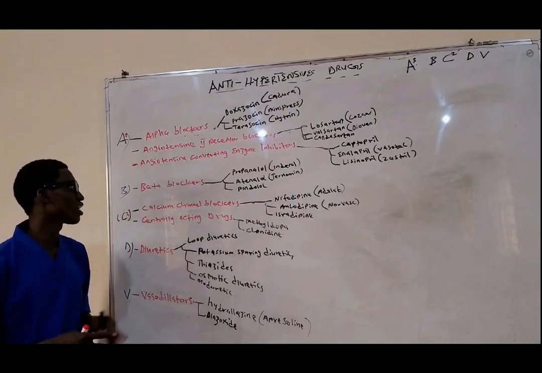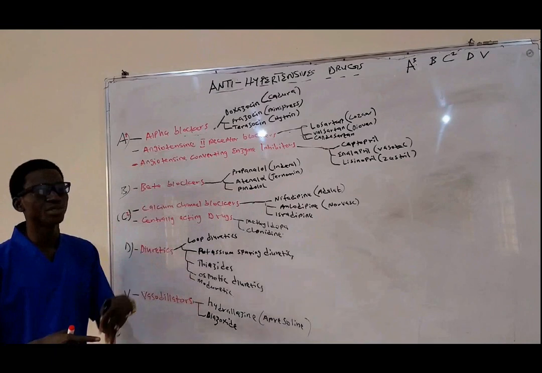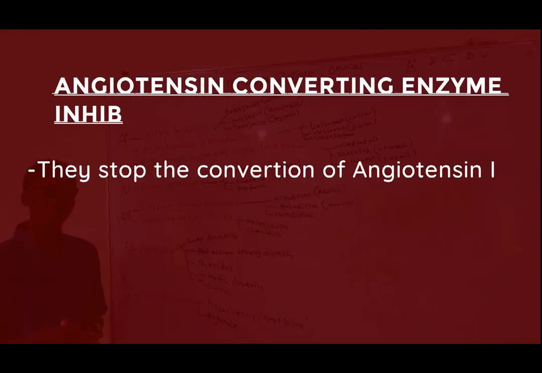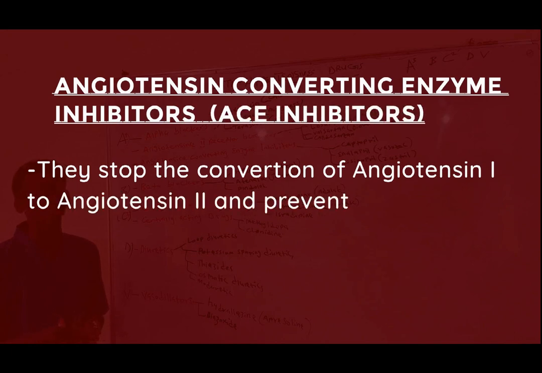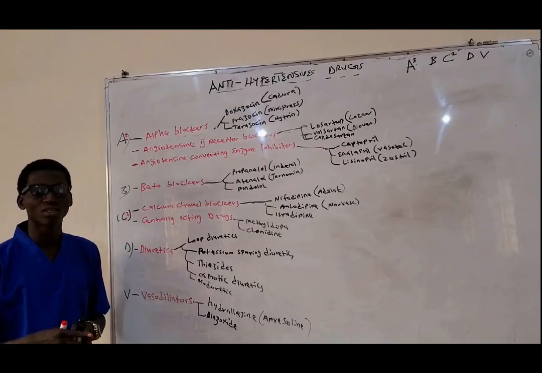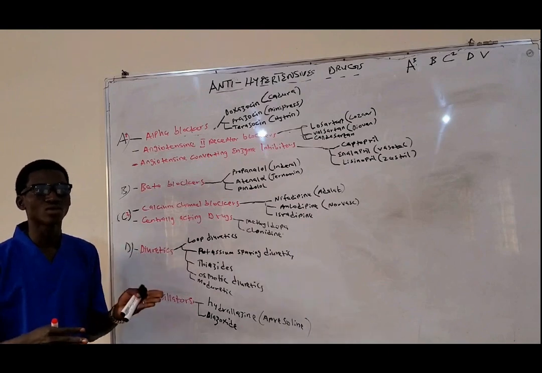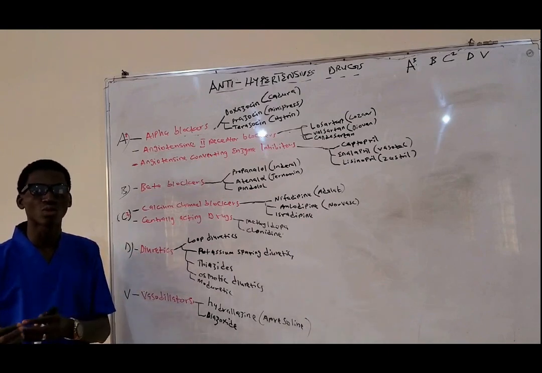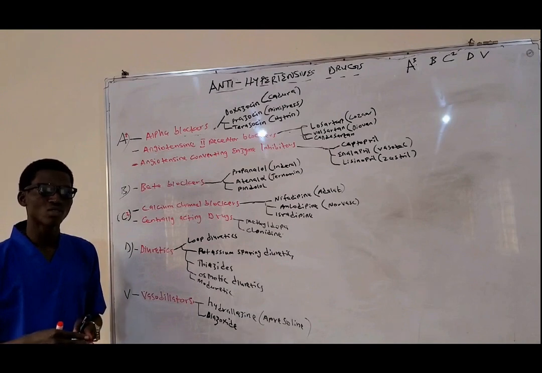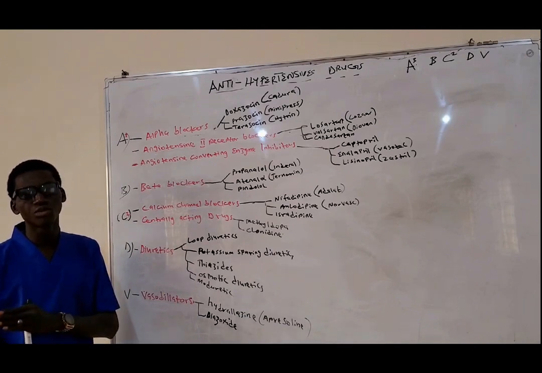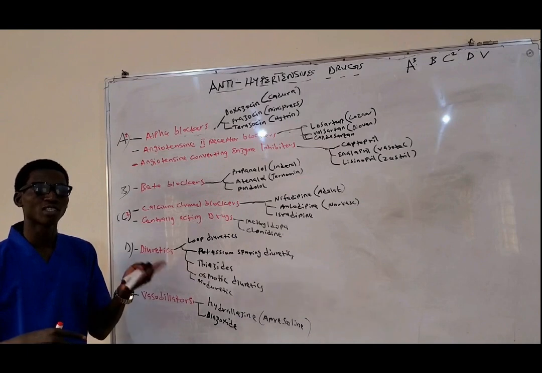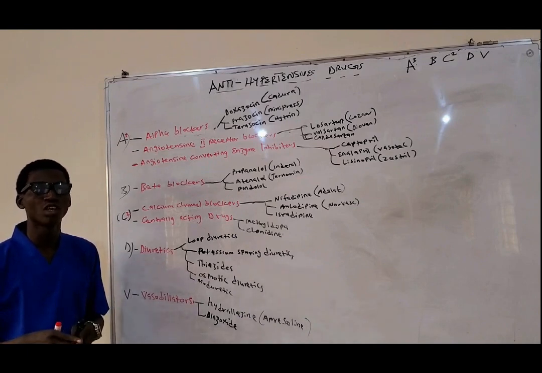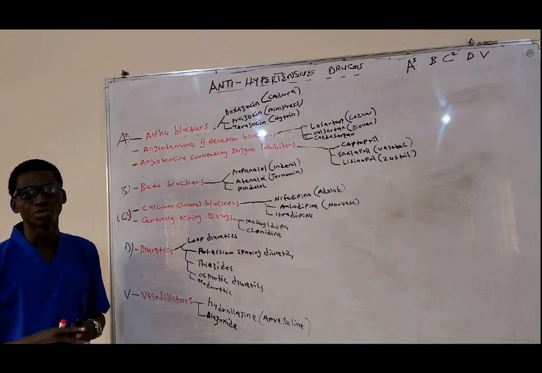Then the third A here we have angiotensin converting enzyme inhibitors. These drugs are also a class of antihypertensive drugs. When administered into the body, they inhibit the action of angiotensin converting enzyme. We all know angiotensin converting enzyme is that enzyme found within the lungs that converts angiotensin 1 to angiotensin 2, which is a vasoconstrictor. So by the time you administer this drug, it will inhibit or reduce the function of this enzyme of converting angiotensin 1 to angiotensin 2, which will maintain normal blood pressure.